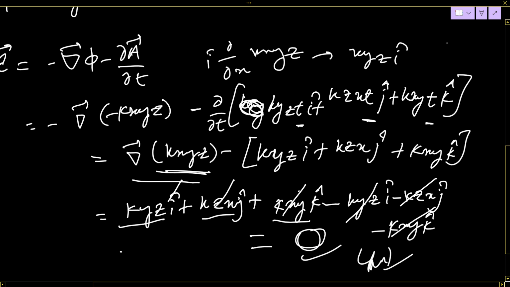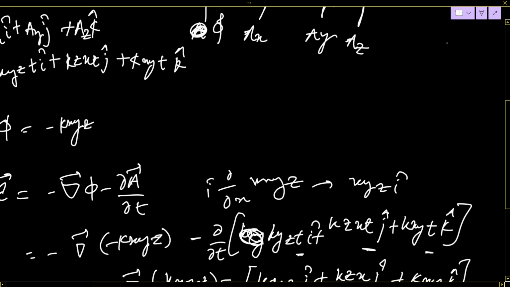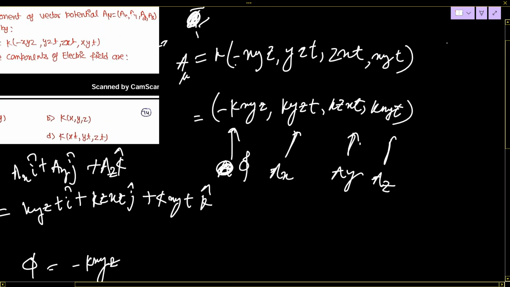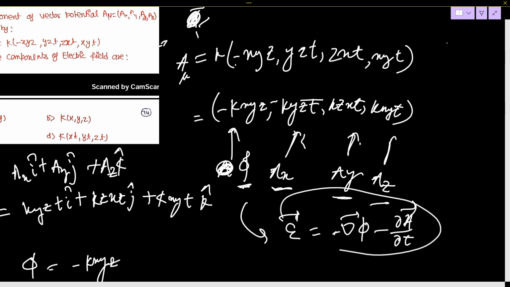Okay, again, very simple question. What you have to do is we just have to figure out which are the components of A, which is your ax, which is your ay, which is your az, and which is your phi. According to that, we will put the value. E is equal to minus del phi minus del A by del t. I am writing it again and again so that it will be stored in your mind. Okay, minus del phi minus del A by del t. Okay, next question.